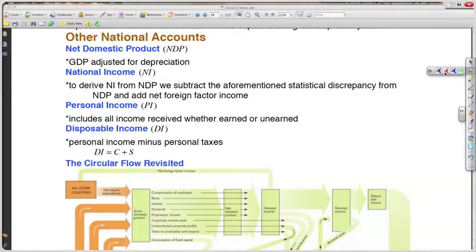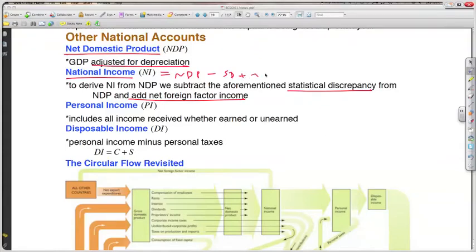Some other national accounts we have here would be net domestic product. That's when we adjust GDP for depreciation. National income is when we subtract this statistical discrepancy from our net domestic product and add net foreign factor income. So it would just be NDP minus that statistical discrepancy plus our net foreign factor income.